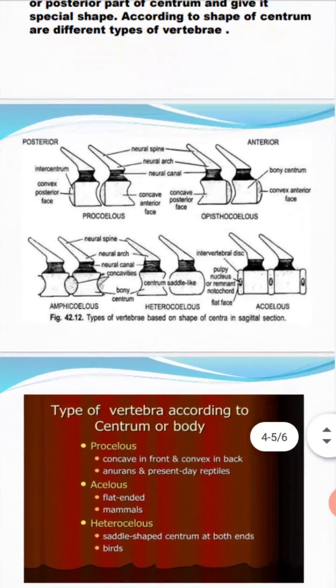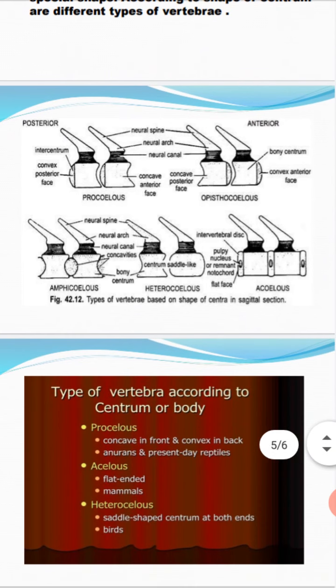Now third is the amphicoelous. You can see it in the diagram. Amphi means both, coelus means cavity, so the cavity is present on both sides. That means the anterior side is concave and the posterior side is also concave, and it is called amphicoelous. It is found in fish and the tailed amphibians.